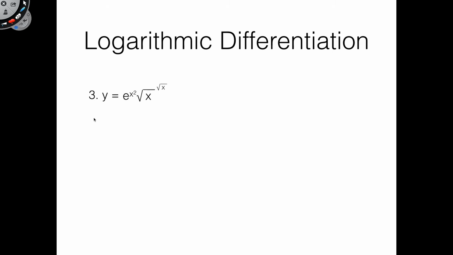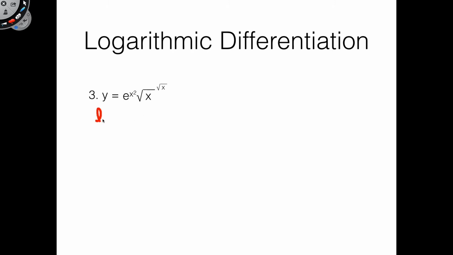So ln of y again is going to equal ln of e to the x squared times square root of x to the square root of x power. This would be a real pain to differentiate without logarithmic differentiation. Alright, so this is the last example we're going to do today. So again, we do need logarithmic differentiation for this problem because you've got an x to the x, and also because you've got that nasty product rule there, and logarithmic differentiation is the way to go.